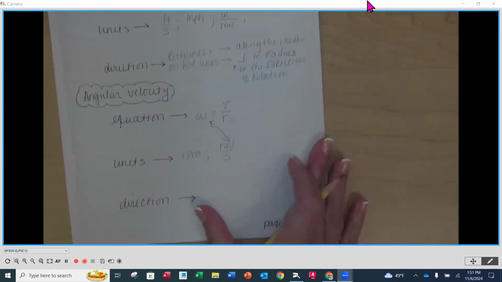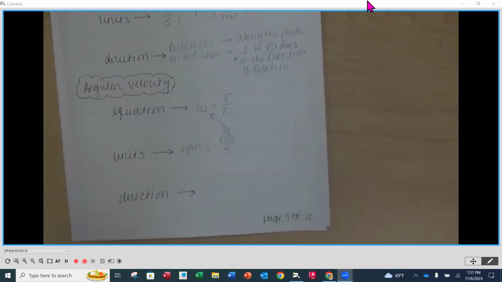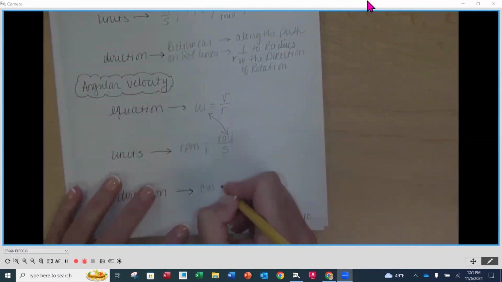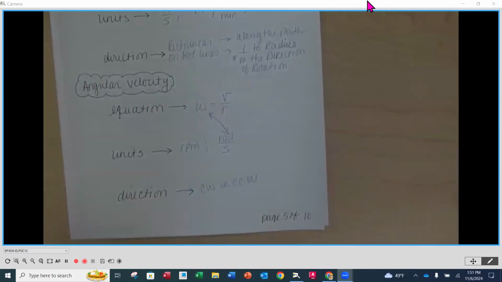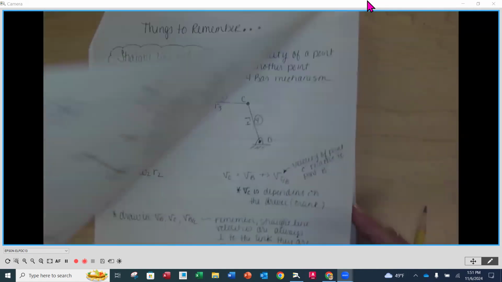Good. And then direction. There's only two directions. It can either be one or the other. What do you think? Clockwise or counterclockwise? Exactly. So clockwise or counterclockwise. Excellent. Any questions on angular velocity? Good. All right.